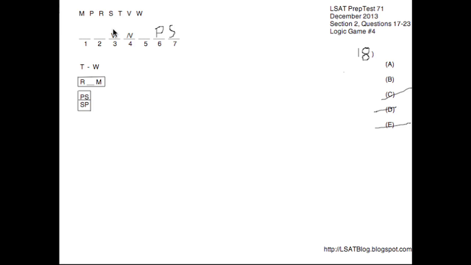And if T were on 3, same issue. T on 3 means no room for R space M. R space M cannot go on 1 and 3. It can't go on 2 and 4 because then V can't go anywhere, and it can't go on 3 and 5 because T is on 3, so B is gone as well, leaving A for number 18.